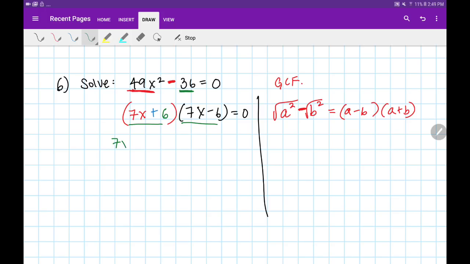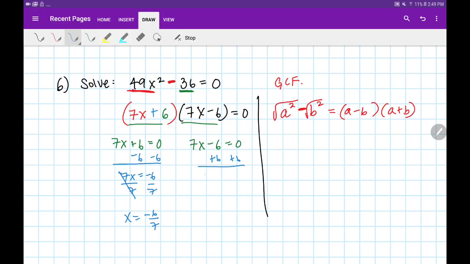So set each factor equal to 0. That's the left parentheses. This one is the right parentheses. And we'll solve the left one first. So we're going to subtract 6. I'll get 7x equals negative 6. I'll divide by 7. And I get x equals negative 6 over 7. Over here, I'm going to add 6. I'll get 7x equals 6. Then I'll divide by 7. And get x equals positive 6 over 7.